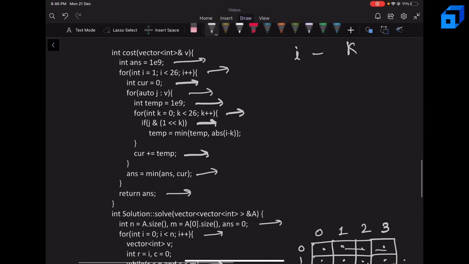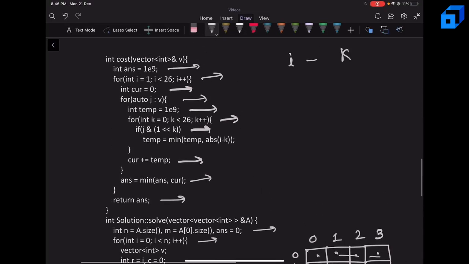So what about the time complexity? As you can see, we will iterate over each element once, and now we have a loop of 26 square as well.